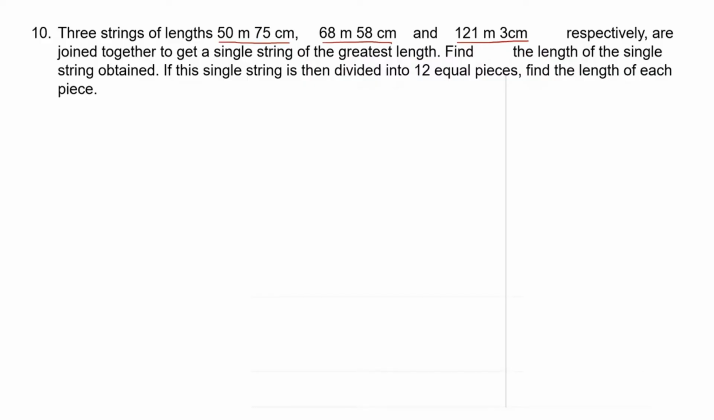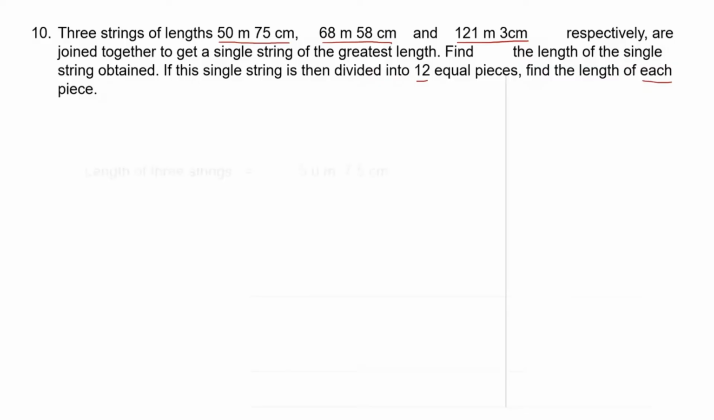Now look at the second part of the question. If this single string is then divided into 12 equal pieces, find the length of each piece. So we are being given the value of many, and we are asked to find the value of 1. Okay, so here we have to do division. So there are 2 parts to this question. The first part is addition and the second part is division.